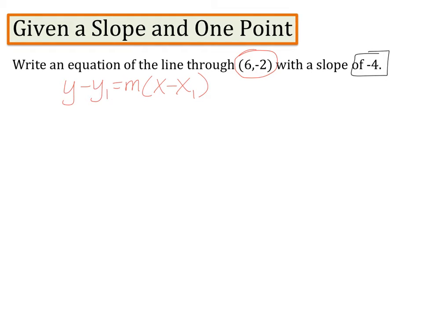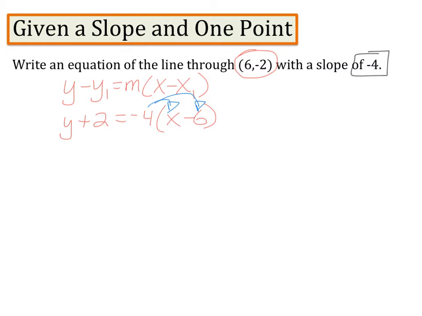So, as I fill in my information, I'm going to have y plus 2. My m is going to be -4, and my x is going to be 6. Now this is point slope form, and if I wanted to get it in slope-intercept form, all I do is distribute this -4 to each term here.